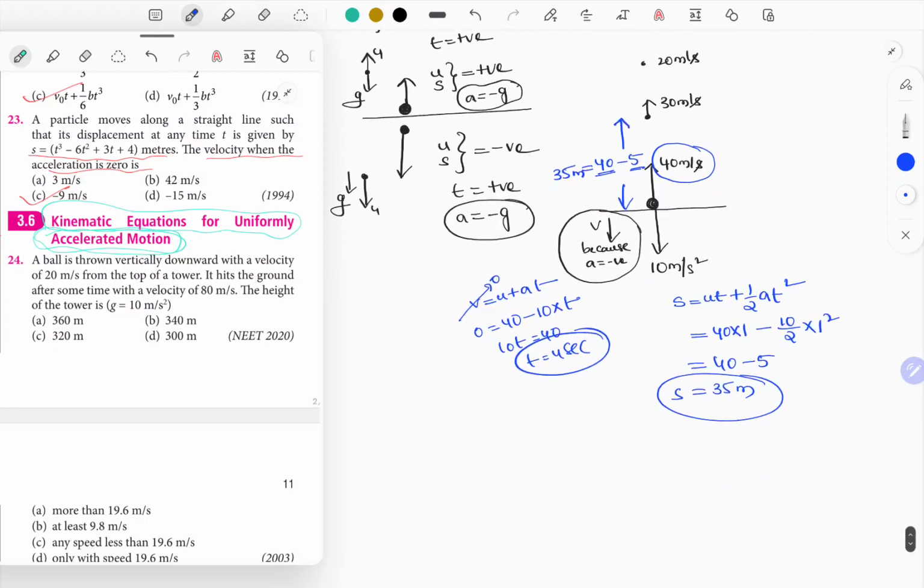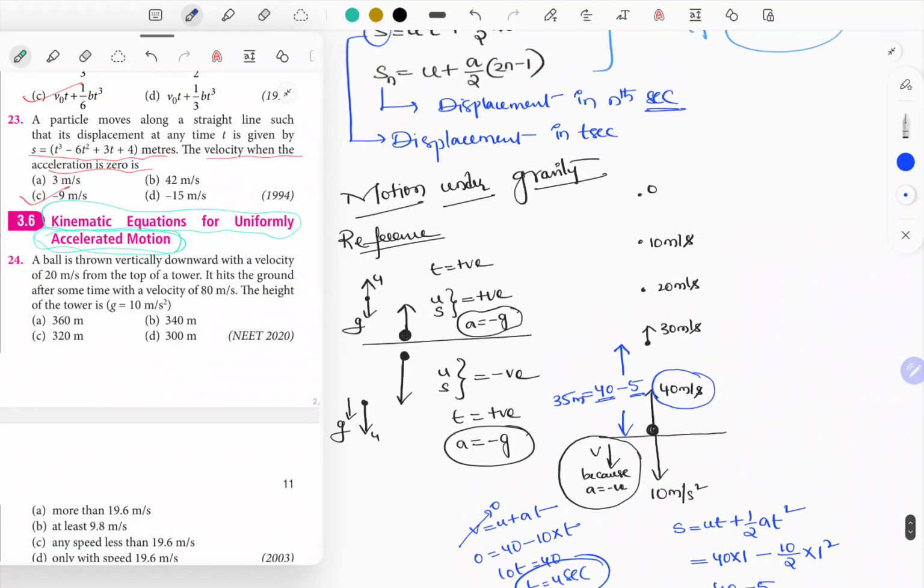So you can also use s_n is equal to u plus a by 2 into 2n minus 1 equation. Here u is the initial velocity. What is the initial velocity? It is 40, minus a is 10, 10 by 2, so this is acceleration. So 10 by 2 into 2 into 1 minus 1, that is 2 minus 1, 1, 10 by 2, 5. Again, you are going to get 35 meter.